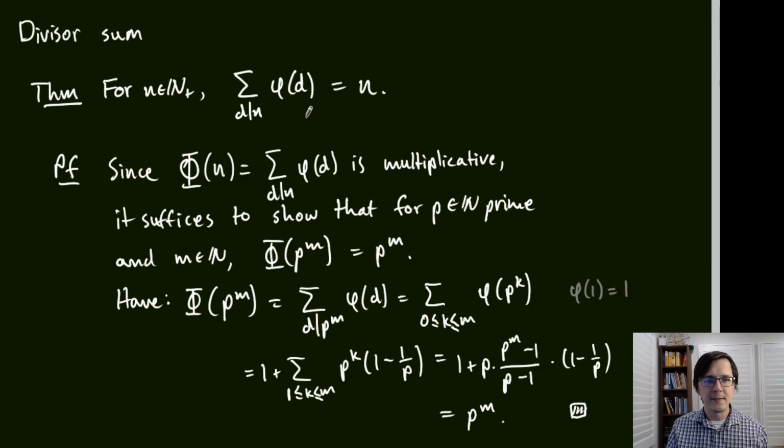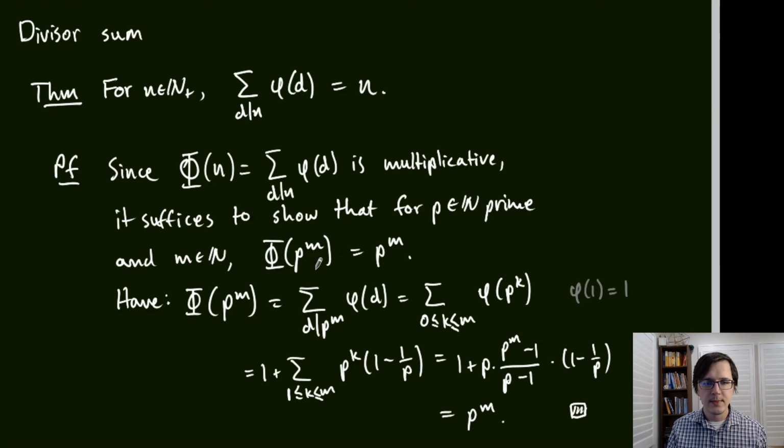Now, there's an interesting thing about phi, which is that it has this divisor sum formula. If you have a positive natural number n and you sum phi over all the divisors of n, then you get n. Since this function, the sum over all the divisors, is a function of n, let's call it capital phi, that's multiplicative, as we've seen before, because it's a sum over multiplicative functions. Because of multiplicativity, all we have to do is show that for prime powers, this thing is true.